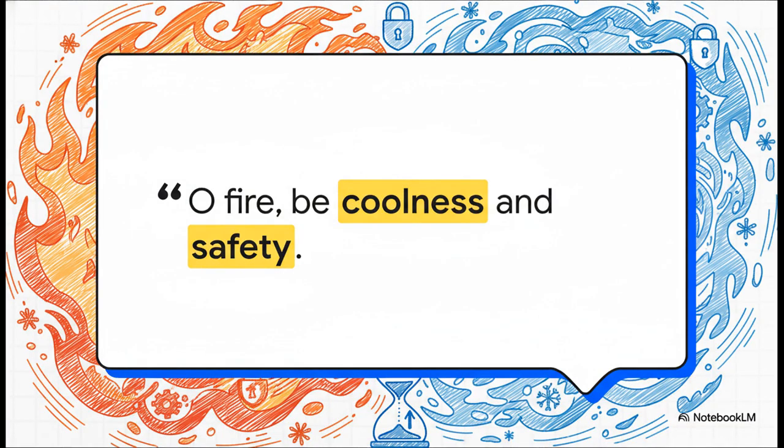Then we get to step 2, cooling. Listen to the command given to the fire that was meant for Abraham. The fire isn't destroyed. No, it's reprogrammed. This is the system's first big inversion. The harm is taken away, but the heat, now as disciplined, pure knowledge, is left behind. Destruction gets converted into safety.